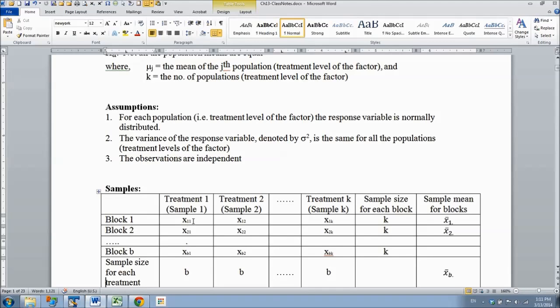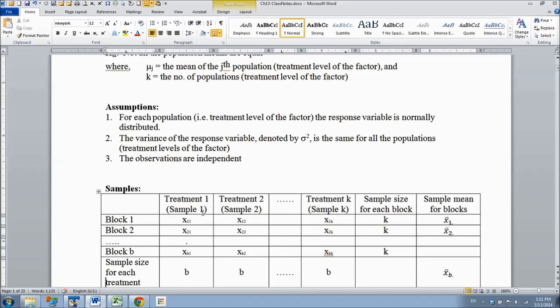The first subscript is row, the second subscript is column, and then the second sample also has b observations, and so on until the kth treatment. So each treatment level has exactly b observations, b being the number of levels of the block factor, and for each row, that is each level of block, we have k observations, one for each treatment.